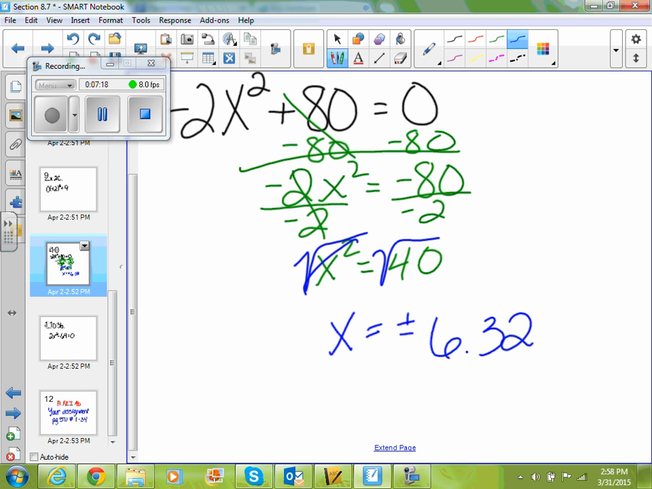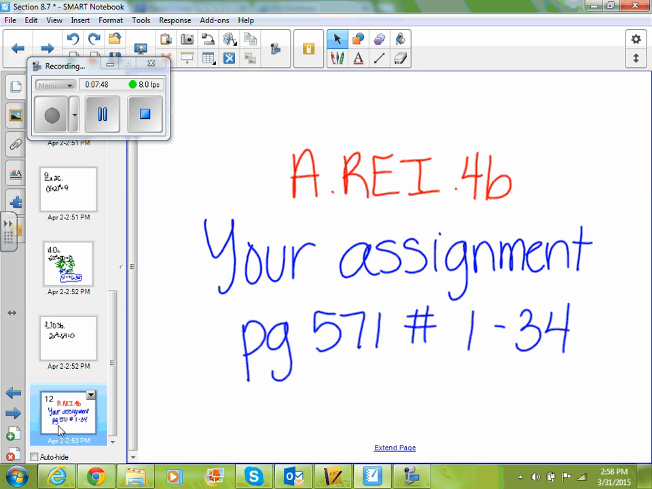So you'll do your second key, which is your white blue key up in your corner. And then you'll hit your x squared button, which is down a little bit further. And that gives you your square root symbol. And then you type in whatever number you're trying to take the square root of. So 40, and then enter. It'll give you a really long decimal. You only have to go out to 2 decimal places. So plus or minus 6.32. Okay? So you guys are going to work through 571, 1 through 34.